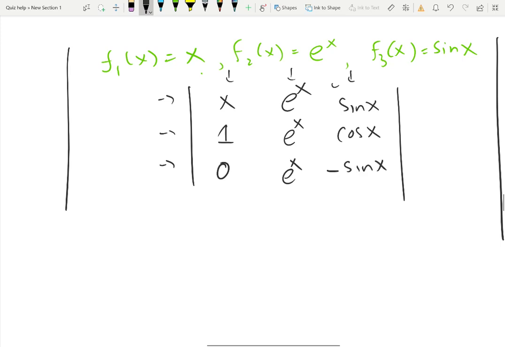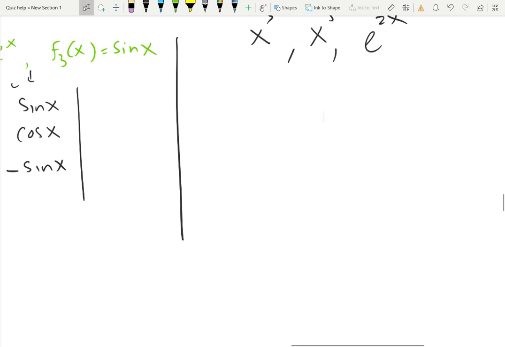You can think of it that way, the first derivative of the row just above you. Or you can think of this third row as actually the second derivative of the very first row. The second derivative of x is 0. If you differentiate e to the x twice, you get e to the x. If you differentiate sin x twice, you get negative sin x. So you can think of it in either way. It doesn't matter.